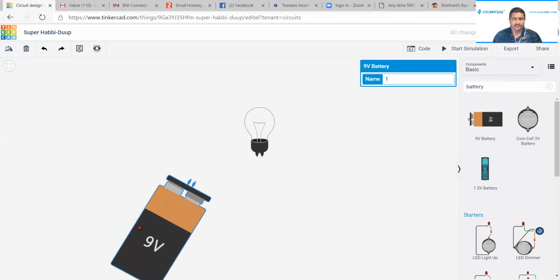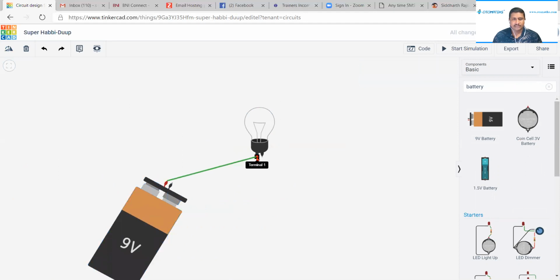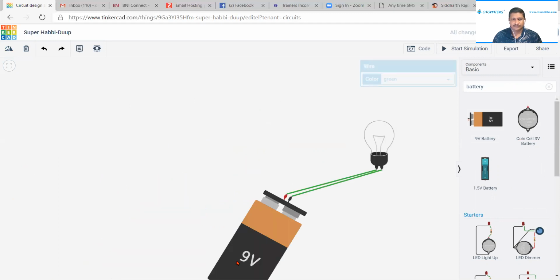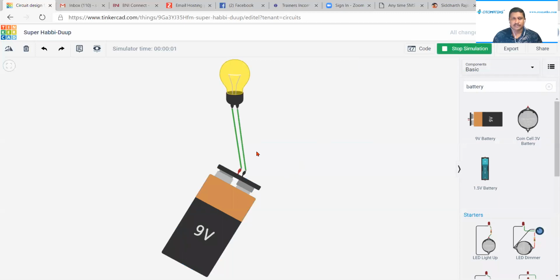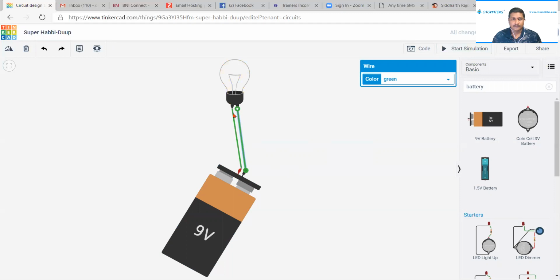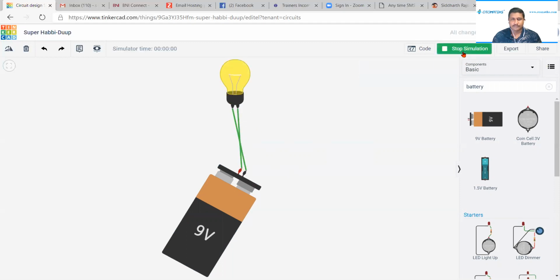Now you see, first I'll randomly connect any two terminals. Give start simulation. You can see the bulb is working. Same thing, what I'm going to do is interchange the connection. Let's see whether it's going to work or not. I'm just moving this connection from here to this pin and from this pin to this pin. So this proves that a bulb doesn't have any polarity. We can interchange positive and negative. So hope you are clear with this.